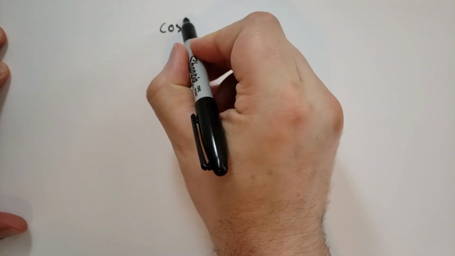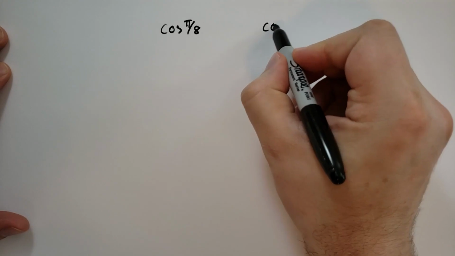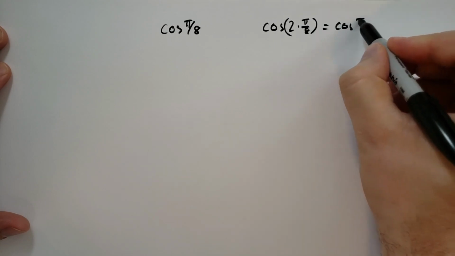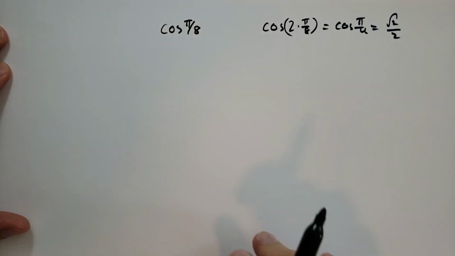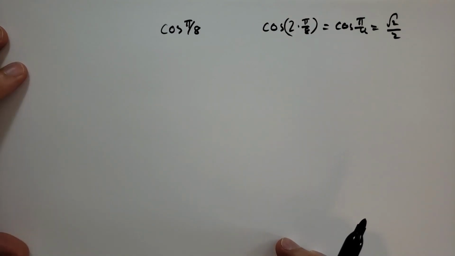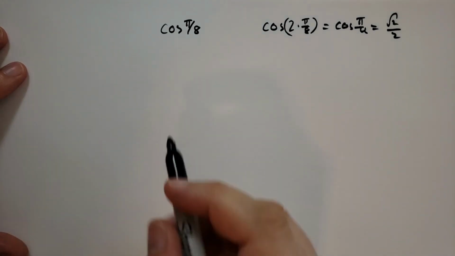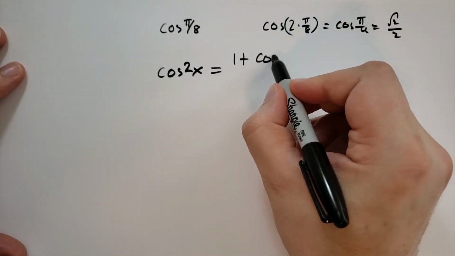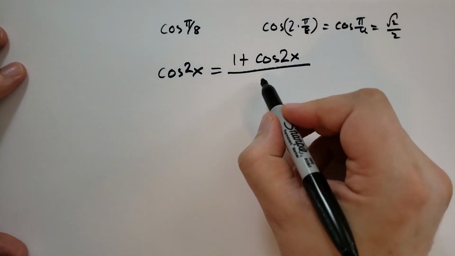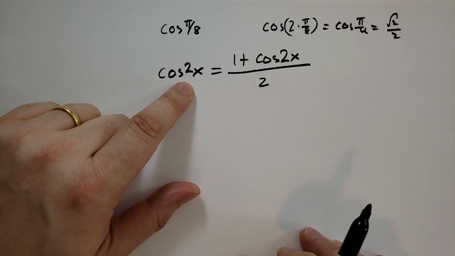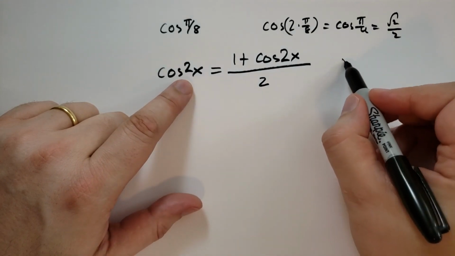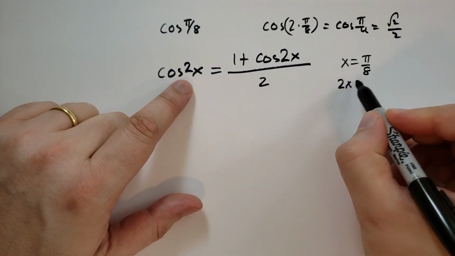Let's take another example. In this example, we want to calculate cosine of pi over 8. Note that we already know what cosine of twice pi over 8 is. That's cosine of pi over 4, which is root 2 over 2. Okay? So we're going to use this formula: cosine squared of x is equal to 1 plus cosine of 2x, all divided by 2. If we take x as pi over 8, 2x is pi over 4.